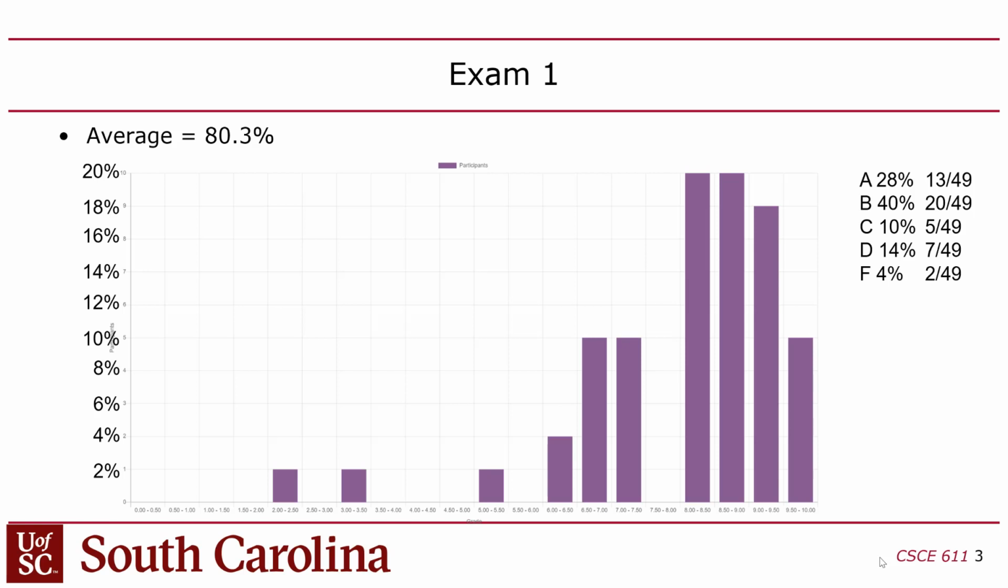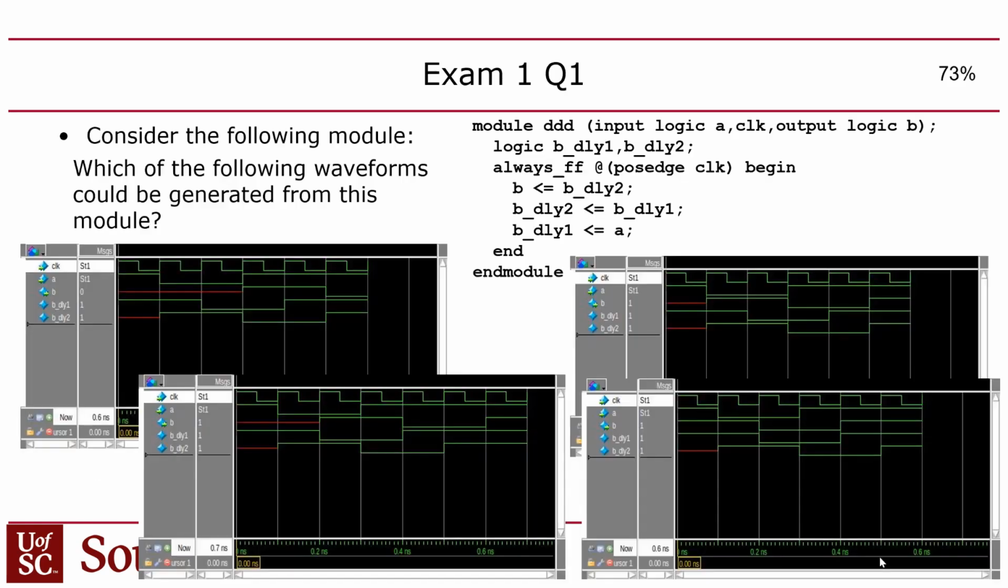It looks like everyone took exam 1. 49 students took it. The average score was 80.3%. The grade distribution is here, a little hard to read because I got it from Moodle. But we had 13 A's, 20 B's, 5 C's, 7 D's, and 2 F's. So that looks good.